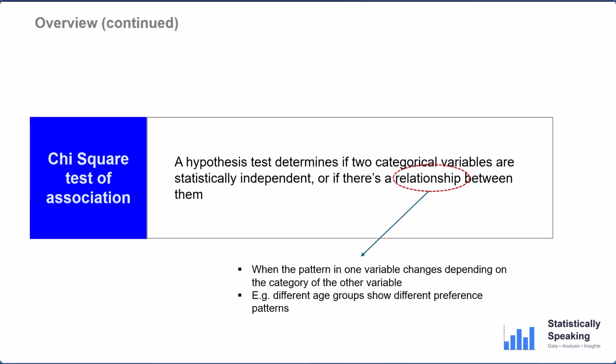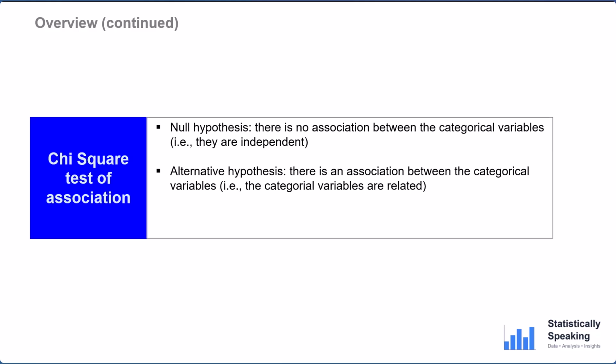Let's explore what the null and the alternative hypothesis for this test are. The null hypothesis is that there is no association between the two categorical variables. That means that they are independent. The alternative hypothesis is that there is an association, meaning to say that the categorical variables are related. For the chi-square test of association, it's useful to think of one variable as the grouping variable and the other one as the outcome variable.